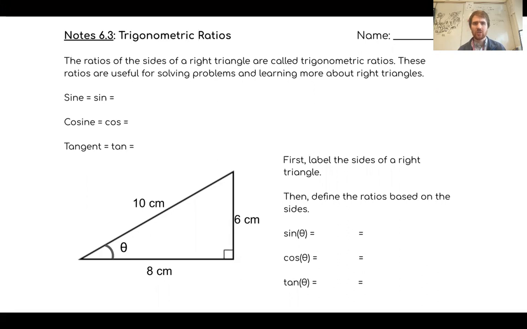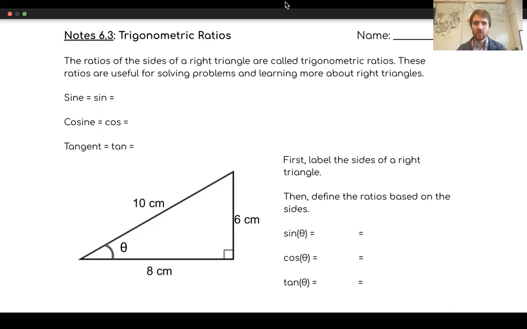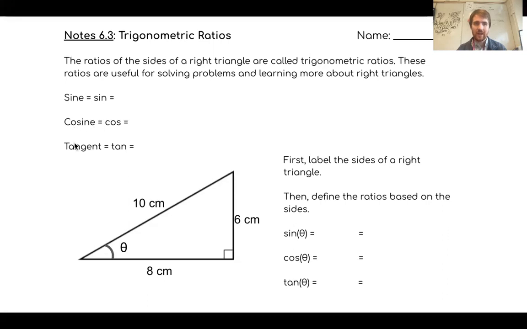Trigonometric ratios are kind of the foundation of everything else we do for the rest of the unit. And this is where you'll see why we spent so much time going over opposite, adjacent, and hypotenuse sides. The ratios of the sides of a right triangle are called trigonometric ratios. These ratios are super useful for solving problems, not just in geometry, but in pre-calculus and calculus and further down the line. There are 3 main trigonometric ratios: sine, cosine, and tangent.